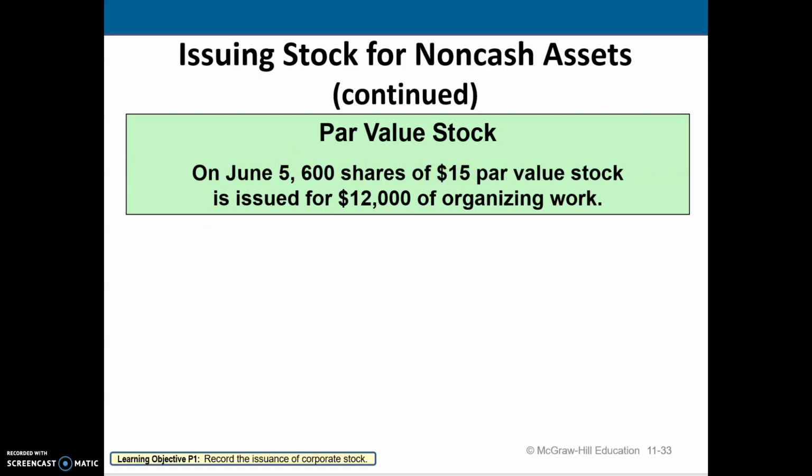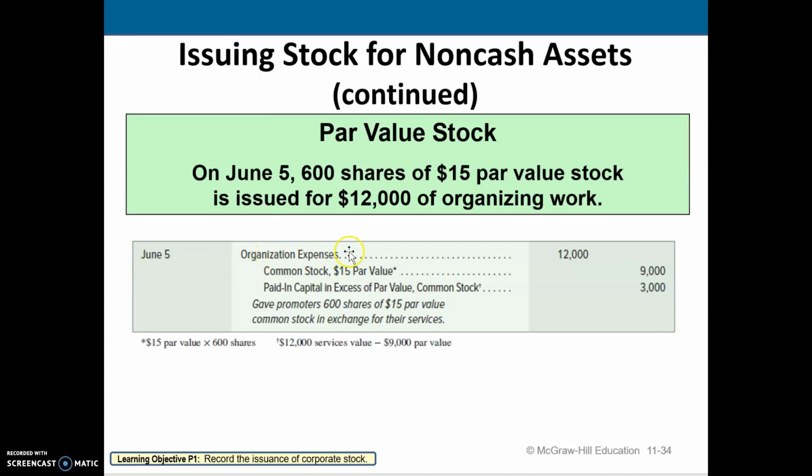So we would record that by debiting organization expenses for $12,000. We credit the common stock for 600 times 15, which comes to 9,000. And then the difference goes into paid in capital in excess of par.